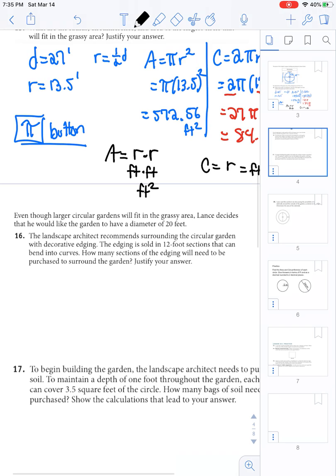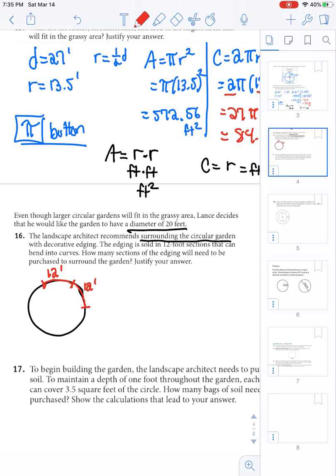Okay, even though the larger circular garden will fit in the grassy area, Lance decides that he would like the garden to have a diameter of 20 feet. The landscape architect recommends surrounding the circular garden with decorative edging. Keep in mind, surrounding that circular garden means that we are going to be putting this circular edging around the edge of the garden. The edging is sold in 12-foot sections, so each one of these sections is 12 feet. And it can be bent into curves.